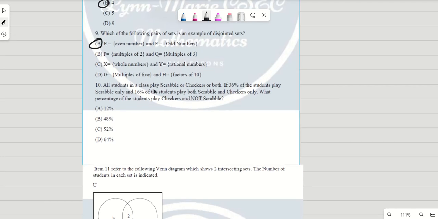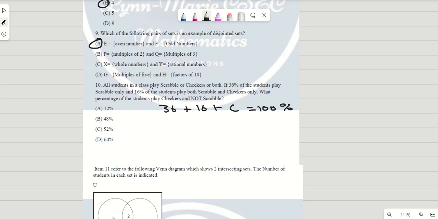All students in this class play Scrabble or checkers or both. If 36 of the students play Scrabble only, 16 students play both Scrabble and checkers, what percentage of the players play checkers and not Scrabble? Meaning they want to know how many played checkers only. So we know it would be 36, which is Scrabble, plus the ones who played both, which is 16, plus checkers. We'll put C is equal to 100. This is a little bit different from what they would bring, but they're using the same numbers.